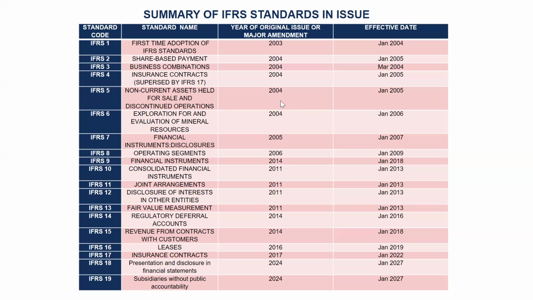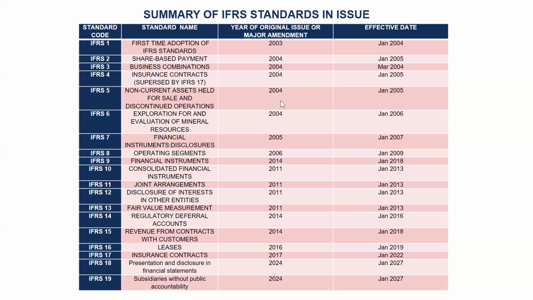IFRS 11 deals with joint arrangements, joint ventures, joint transactions, or whenever entities decide to come together jointly to address a particular project. The standard was issued in 2011 and was effective from January 2013. IFRS 12 deals with disclosure of interest in other entities, be it joint ventures, be it special purpose vehicles, be it subsidiaries. Entities need to disclose their interest in other entities using IFRS 12 guidance. Now, this standard was issued in 2011 and was effective again from 1st of January 2013.